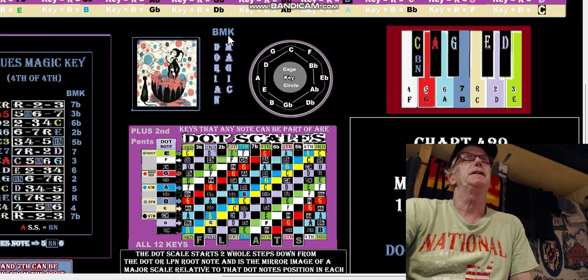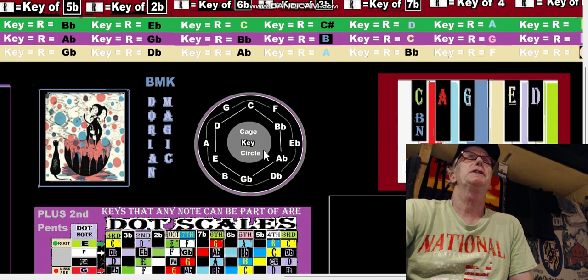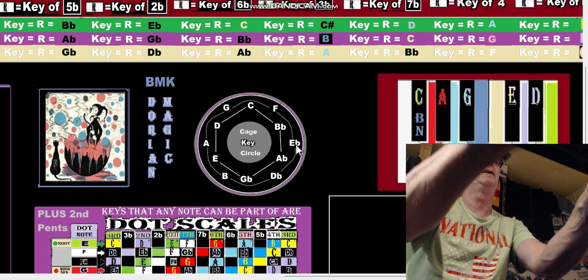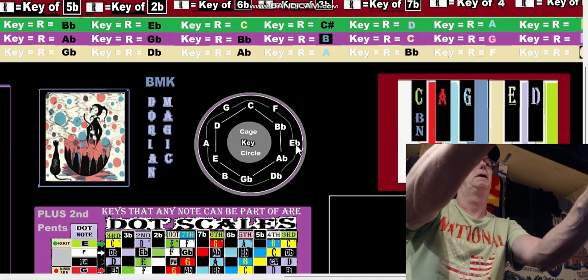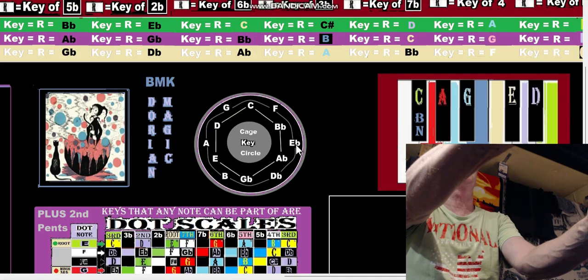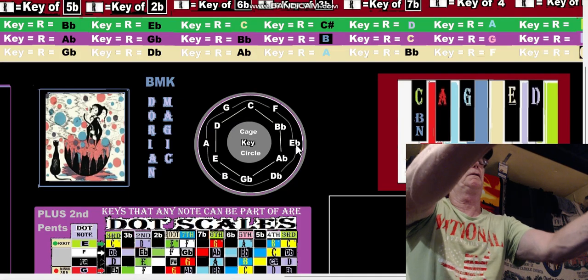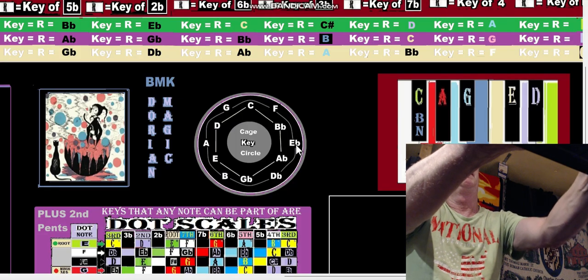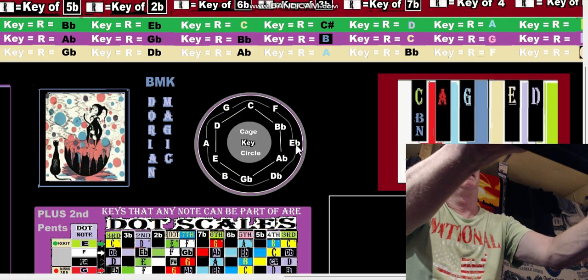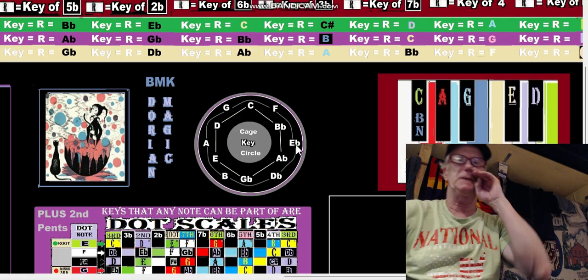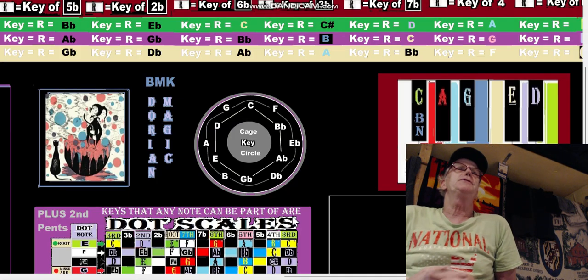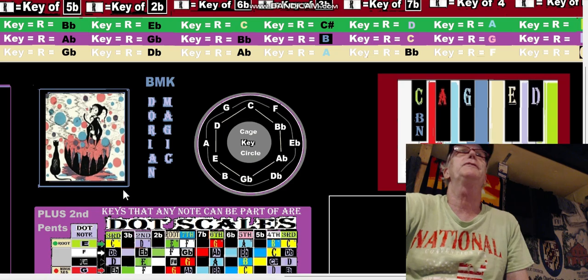Blues magic key is always 1 over. So if you're on the key of F, blues magic would be E flat. Here's F. And blues magic would be E flat. So it's just one whole step below. That's blues magic. And all you have to do is add the tritone.